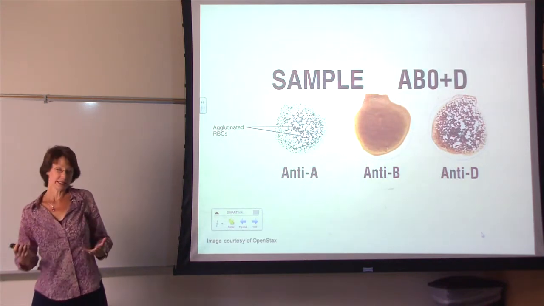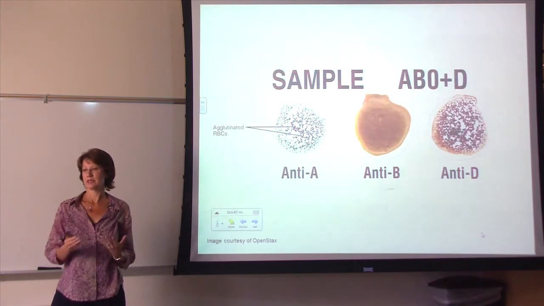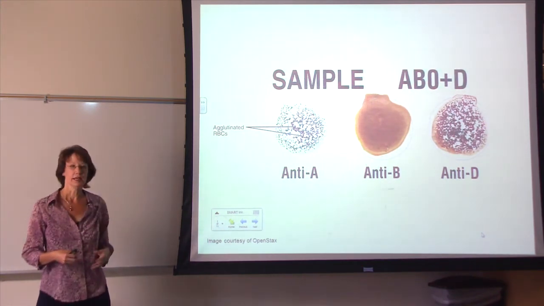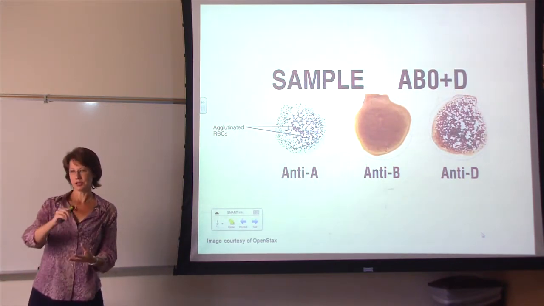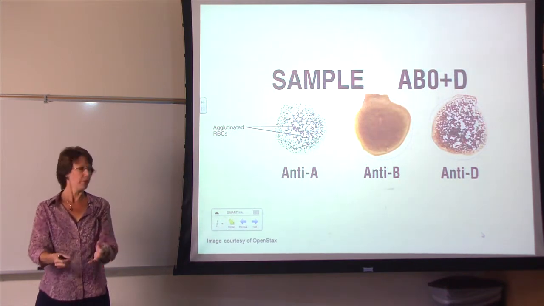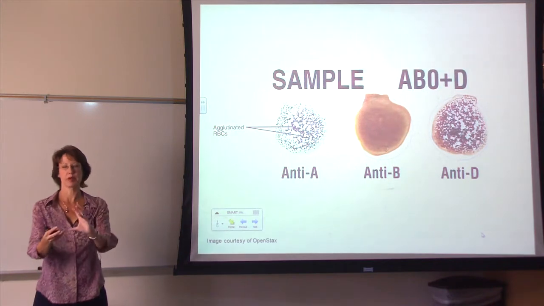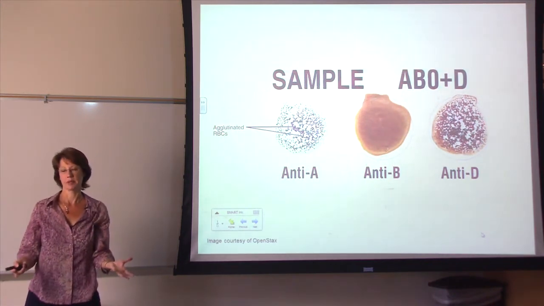We can test this in the lab. There are antibodies that you can buy, and the anti-A is actually an antibody that will bind to that A glycolipid and cause the red blood cells to clump up. What you're seeing is a bunch of red blood cells all clumping up from that antibody when you look at typing blood.